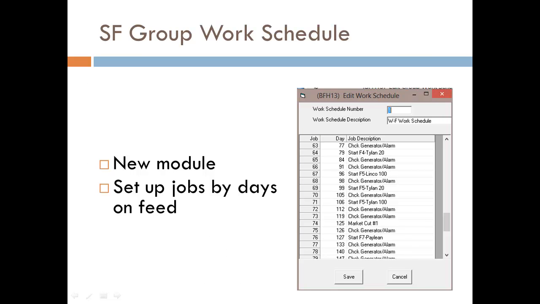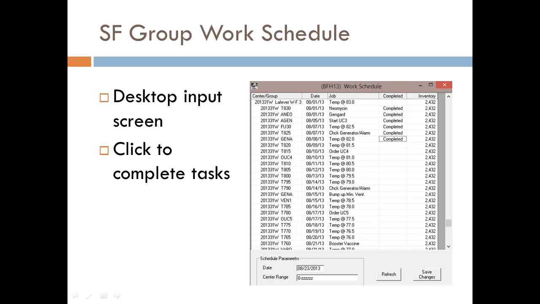Okay, this is something that is again a work in process for us, but we think it's pretty useful. This is a work schedule in Smart Feeder by group, a group work schedule. So you build this, you say these are the days on feed and what I want to have happen at these particular points in time. And these are tasks that aren't necessarily related to feeding. They start at 4, they start at 5, check generator. So you can run this from your desktop, and you bring up the screen and you click on a completed, and this shows a running inventory. Or you can run it.